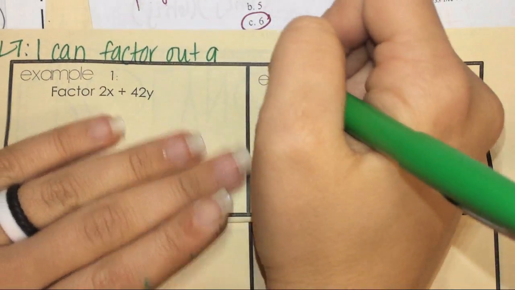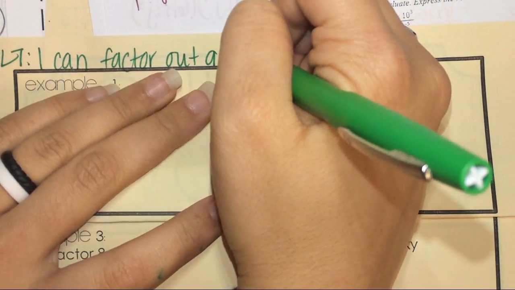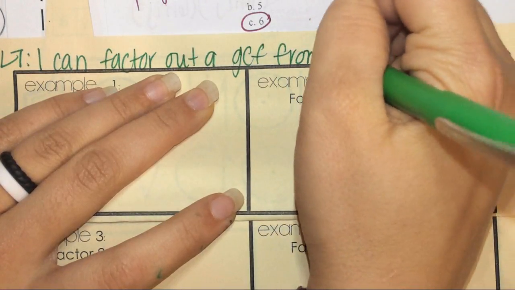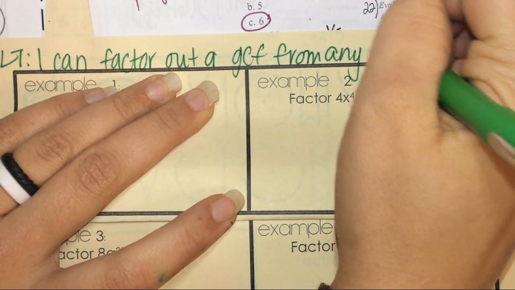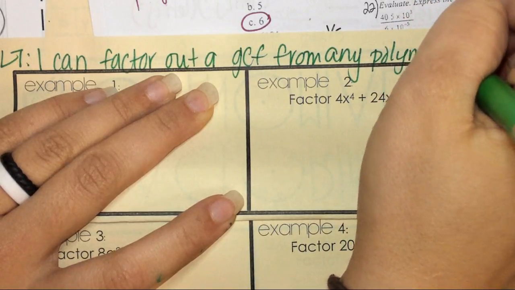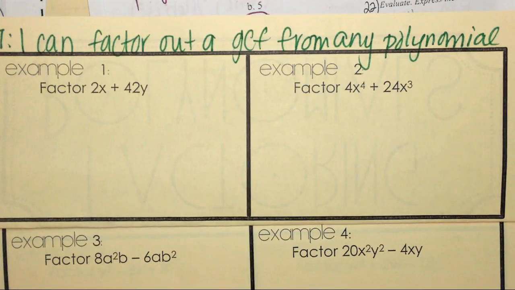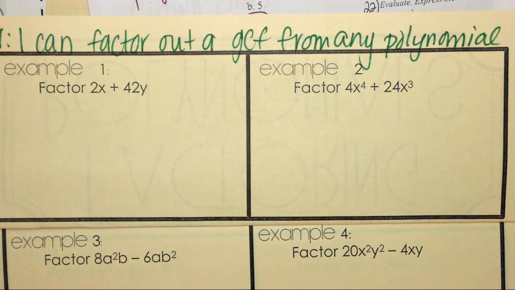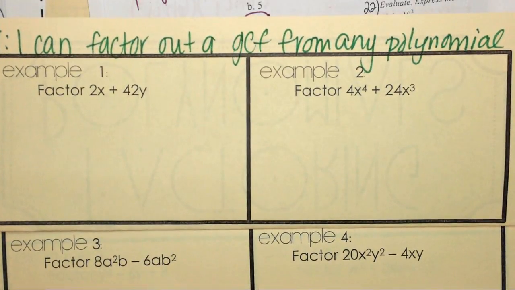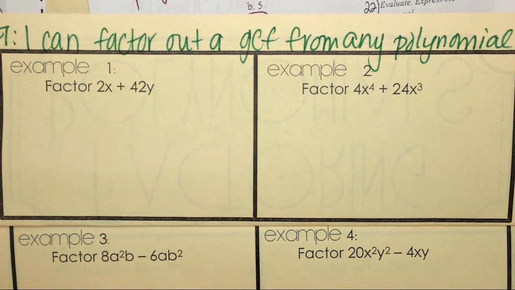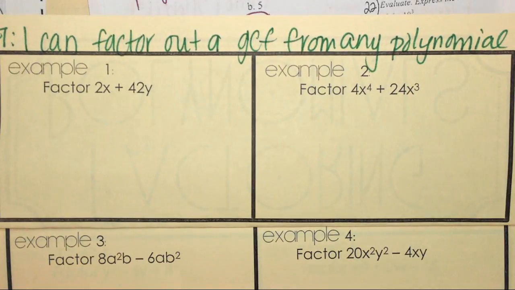I can factor out a GCF from any polynomial. So we're going to do example 1 and 2 today, and then we're going to practice. Each flappy that we have in our foldable, we're going to have a separate page that helps us practice this. So we're going to have a separate page for GCF that we're going to do in a few minutes. And we're going to start with examples 1 and 2.